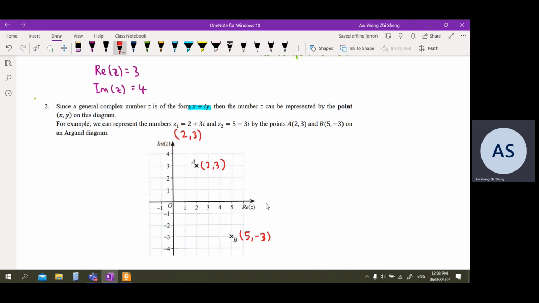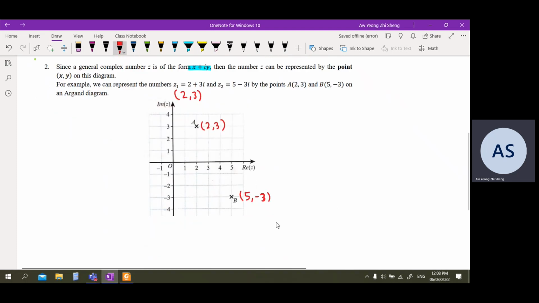So the way to represent a complex number as a point on the Argand diagram is very easy. The real part of the number becomes the x coordinate, while the imaginary part of the complex number becomes the y coordinate. Right, so this printed diagram shows you the point representation of the complex numbers z1 and z2 respectively as points A and B.